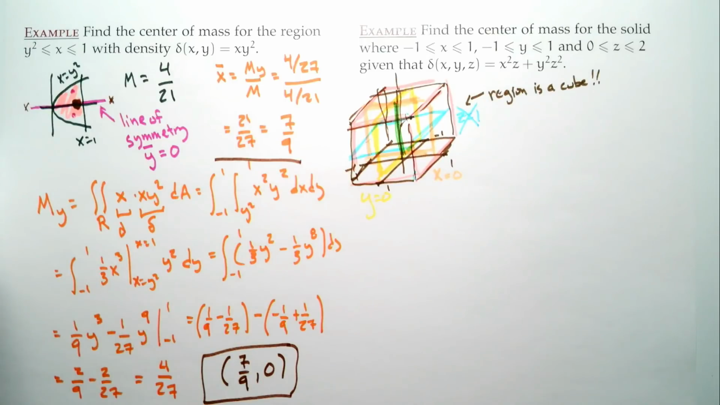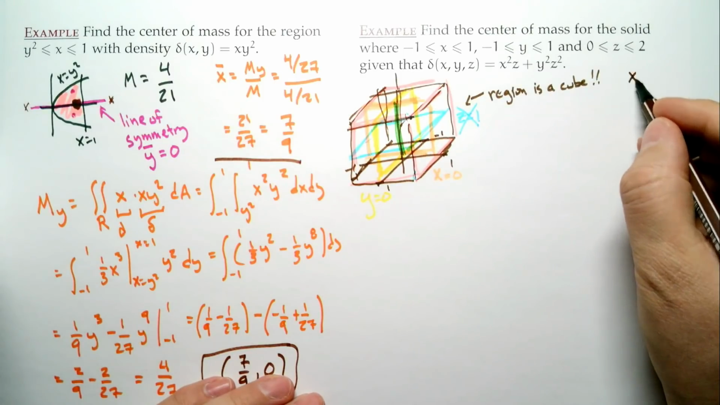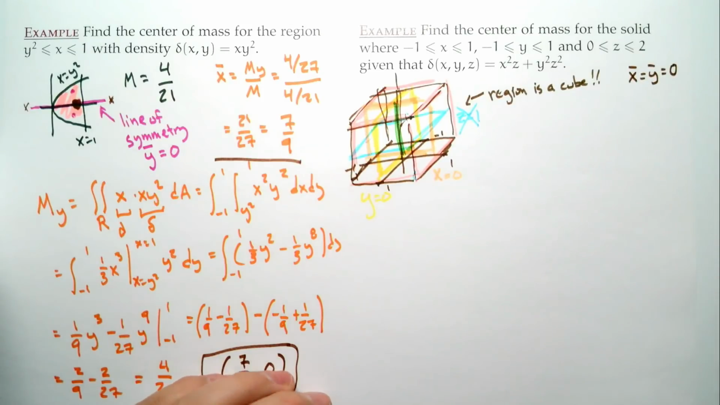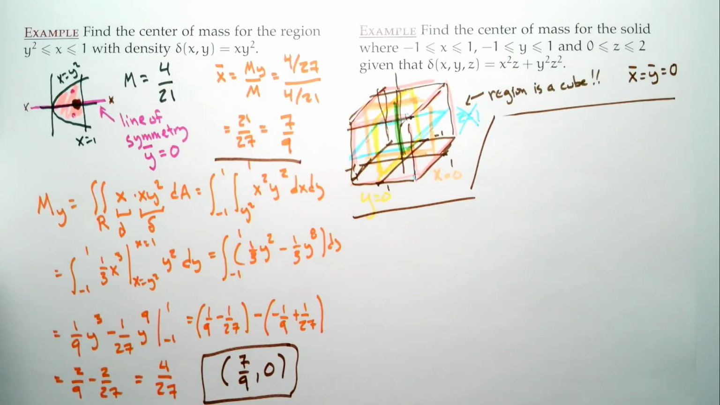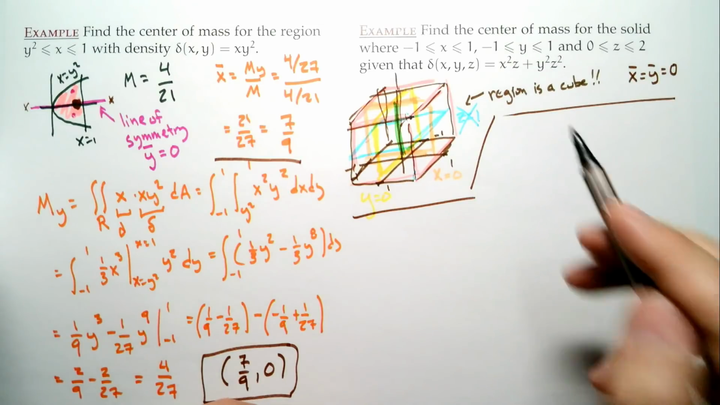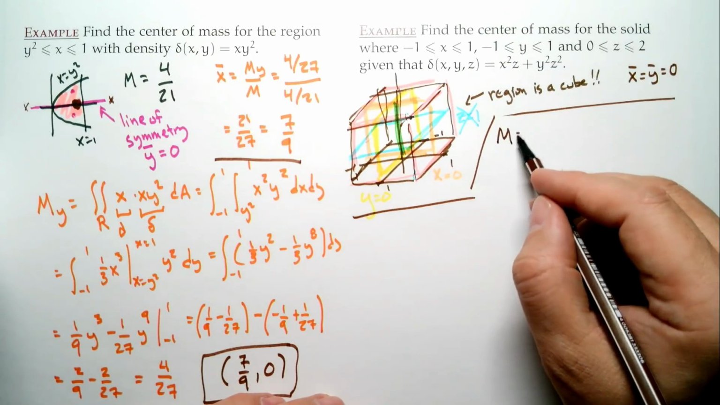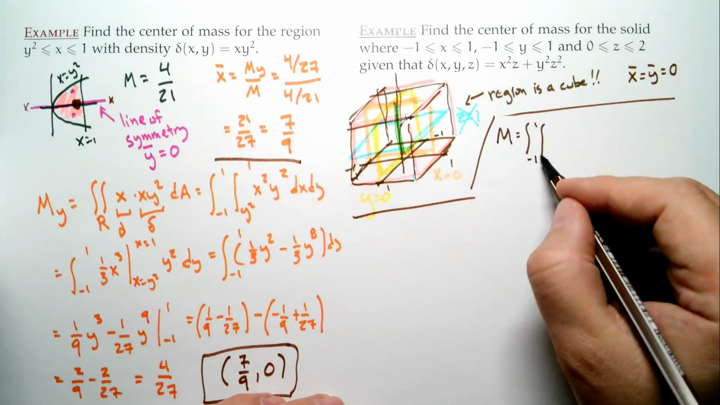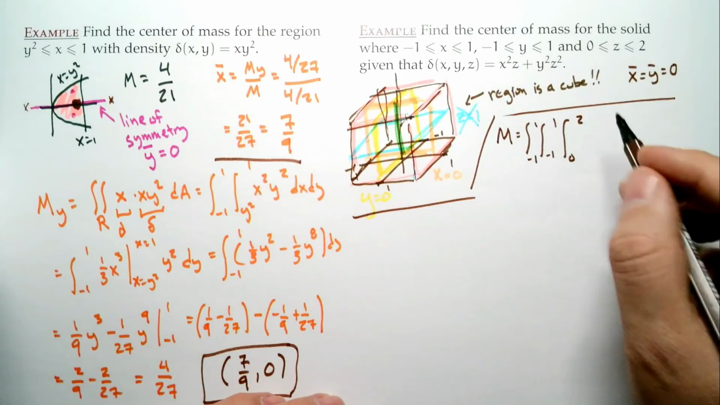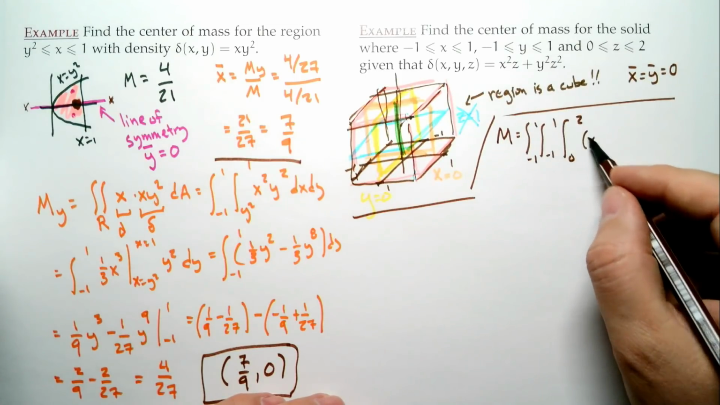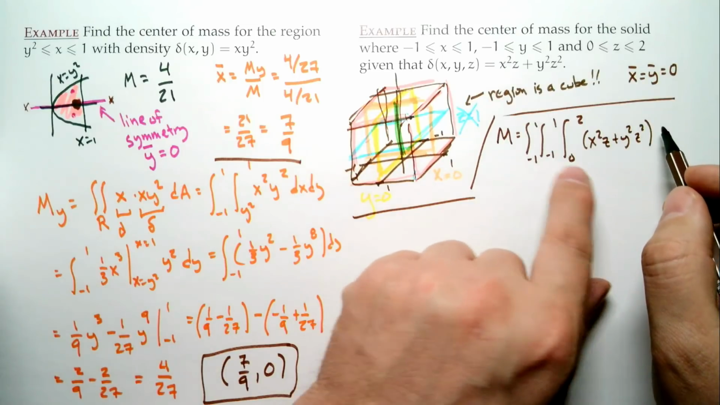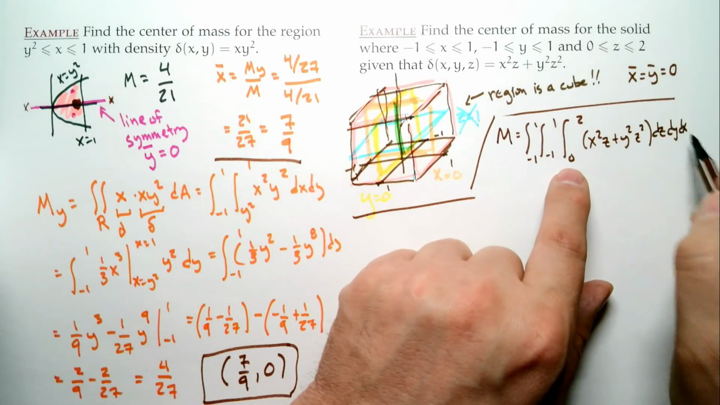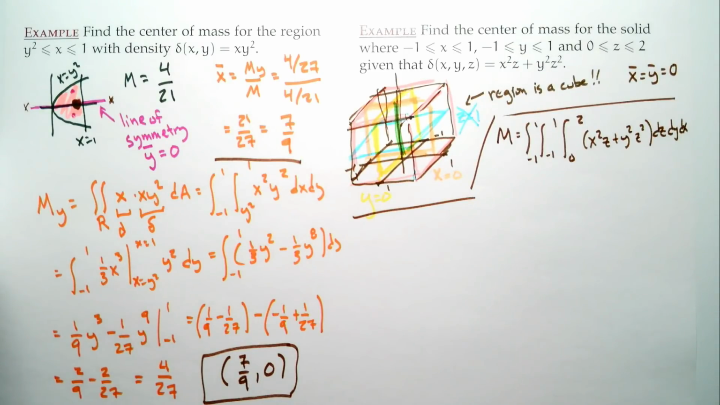The good news is we don't have to do a lot of work. We've already established that x bar and y bar are 0. Good. What's next? We need z bar. If we need z bar, it means we need two things: the mass and the moment. So let's do the mass first. The mass is going to be the integral from negative 1 to 1, negative 1 to 1, 0 to 2 of the density, x²z + y²z², and we did this in the order dz, dy, dx. Cubes are very easy to set up for integration.